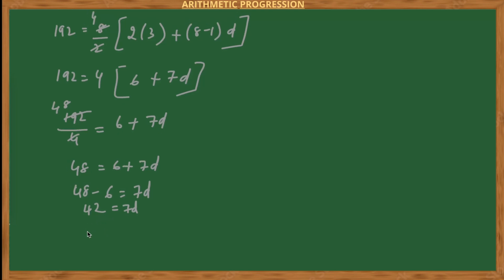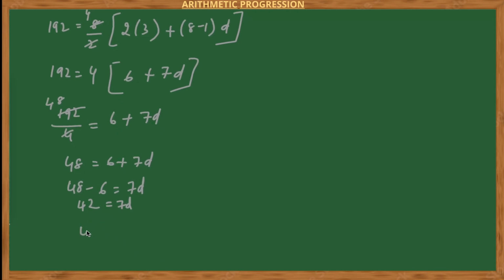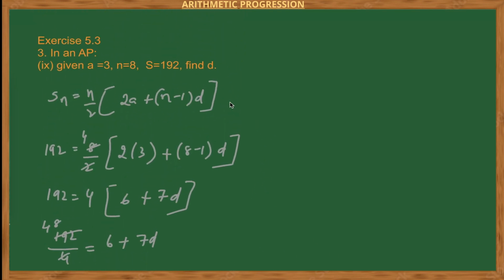So 42 divided by 7 is equal to D. 7 7s are 49, 7 6s are 42. So D value is equal to 6. What is it that we need to find? We need to find the value of D, which we have done. Okay students, so this is clear. Let's move to the next question.